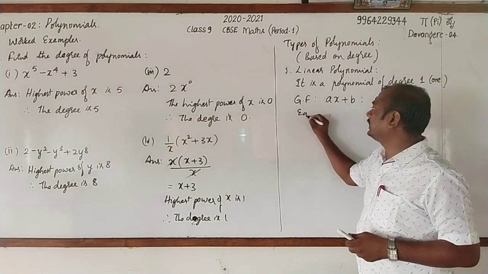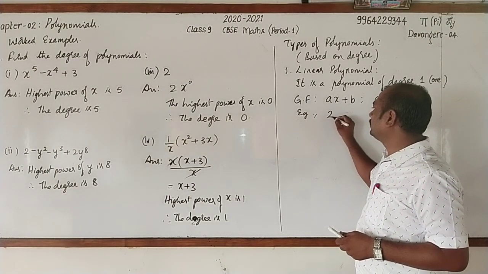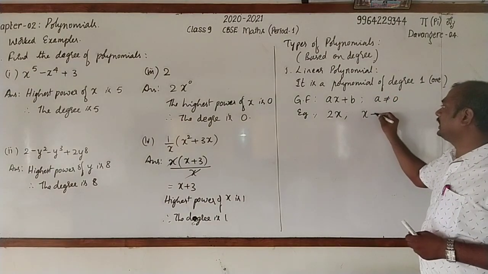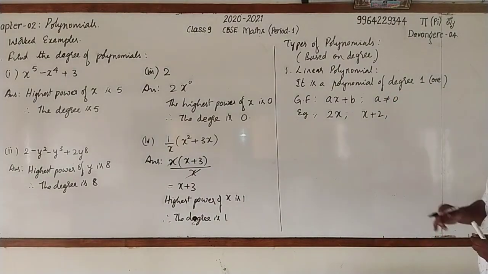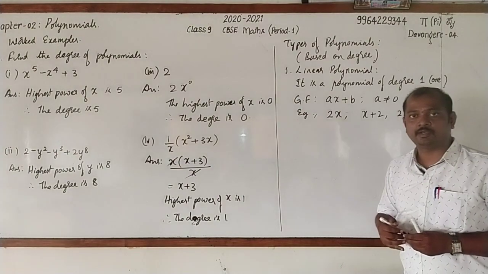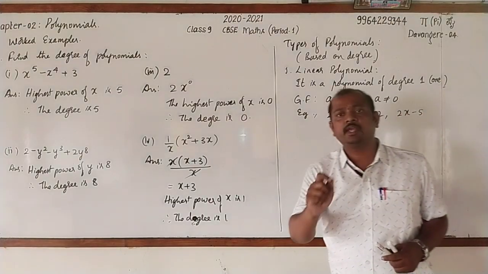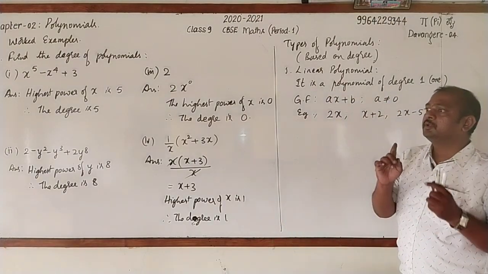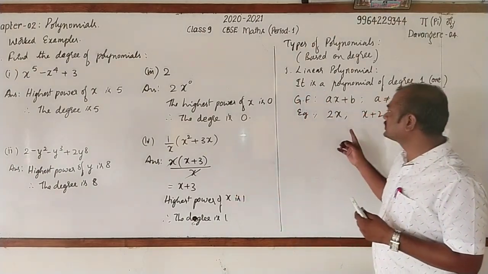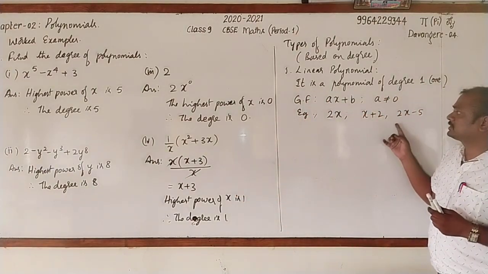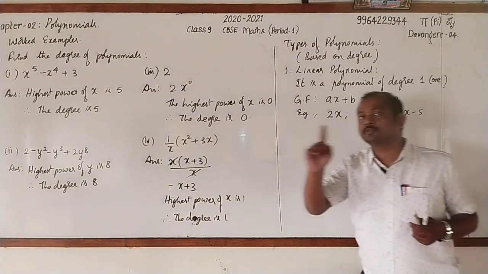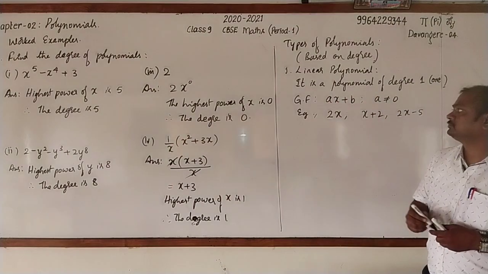I go for taking the example. You may just take only 2x is a linear polynomial. x plus 2 is a linear polynomial. Then 2x minus 5 is a linear polynomial. Dear students, often I have been telling you, only for the sake of making you feel more comfortable, I am using x as a variable in most of the examples. In a later part, we will go for using different variables also.